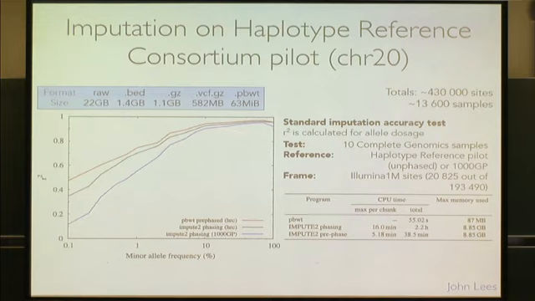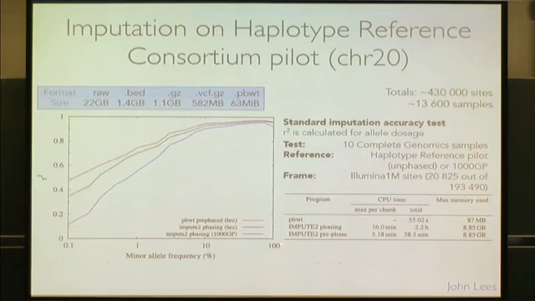So this is some data from a rotation student on the Haplotype Reference Consortium, which is trying to put together large numbers of sequenced genomes. There's about 13,600 samples at the moment, 27,000 haplotypes. Chromosome 20 is 430,000 sites. Here we're showing imputation accuracy. This is the allele frequency, and this is the R squared. It's the correlation of your inferred value to the truth. You'd like it to be 1.